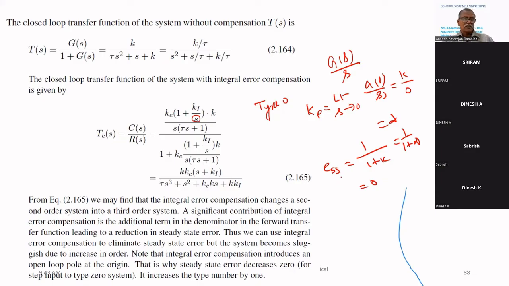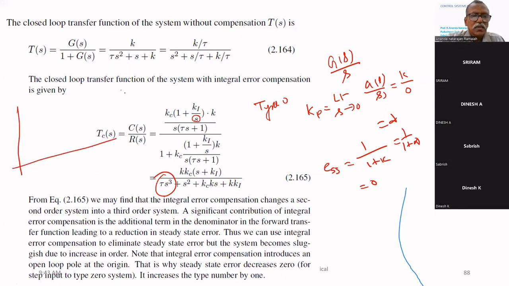That is one advantage. But another disadvantage is that the order of the system is increased. The order of the system is increased by 1. As the order of the system increases, the system becomes sluggish. I will explain it this way.